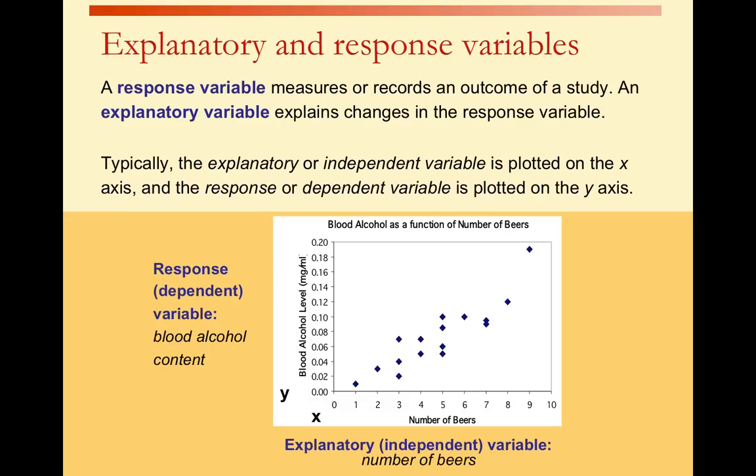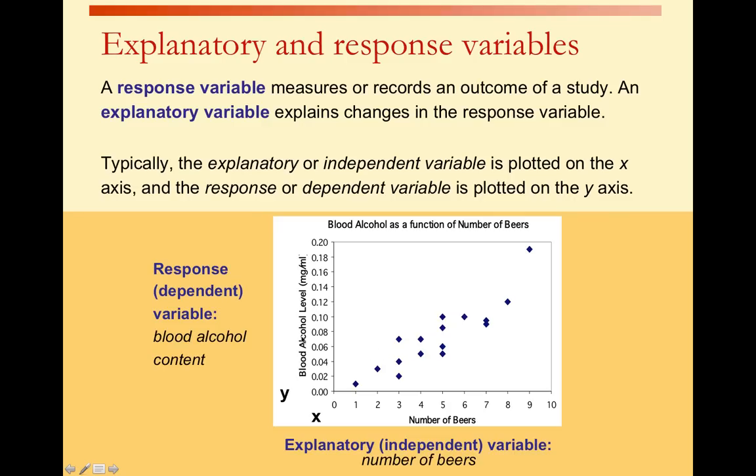The independent variable is the thing that we can set or look at, and then we would observe the response based on the setting of the independent variable. So we call that the dependent variable. By convention, we plot on a scatter plot the independent variable or the explanatory variable on the x-axis and the dependent or response variable on the y-axis.